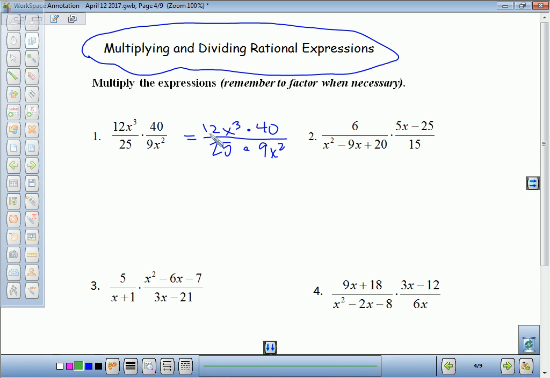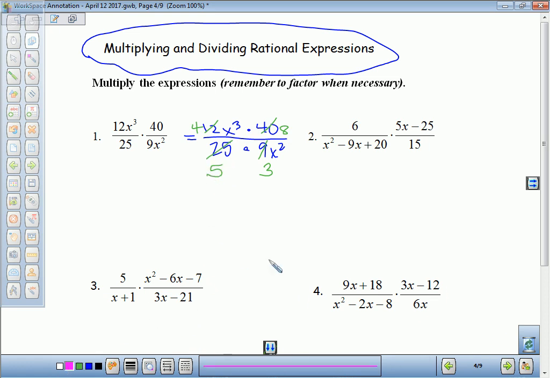All right, so when I look at these numbers, 12, 40, 25, 9. When I see the 12 and the 9, I automatically think, what number divides into those? 3. So 3 is a factor of both of these, so I can reduce these by 3. So 3 goes into 12 4 times, 3 goes into 9 3 times. And then I look at the 40 and the 25. 5 goes into both of those. So 5 goes into 40 8 times, 5 goes into 25 5 times.